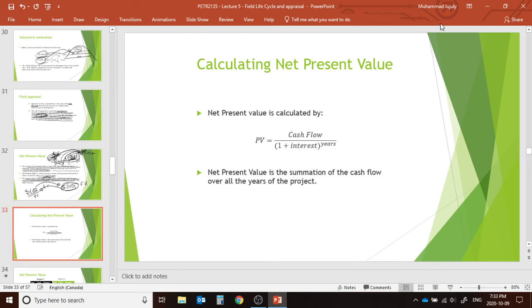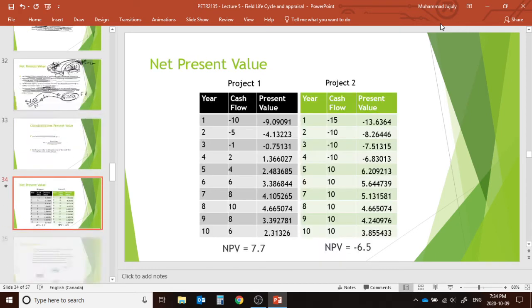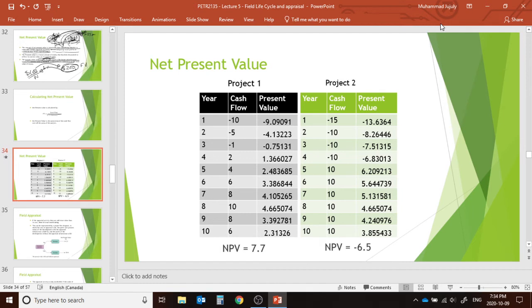So net present value, or the present value, PV, equals cash flow divided by 1 plus interest to the power of year. Okay, so this is how we calculate the PV, and the summation of all the PVs is the NPV. Okay, so this is an example of how this works.